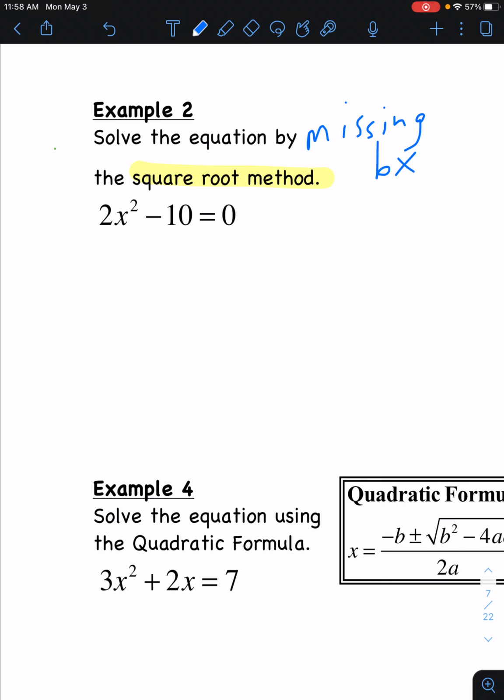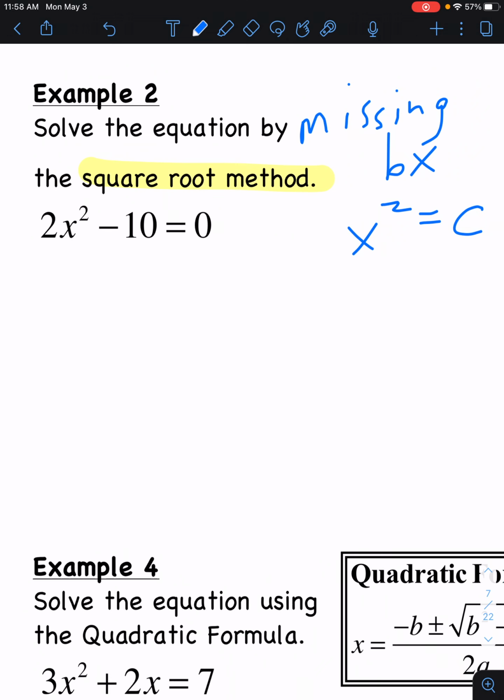So what we're going to do is we're going to get x squared by itself. We want to get x squared equals a constant, and then we want to square root. So the first thing I need to do to get x squared by itself is to add 10 to both sides. Then after that, I'm still working on getting x squared by itself. I have that 2 out in front, so I need to divide both sides by 2.